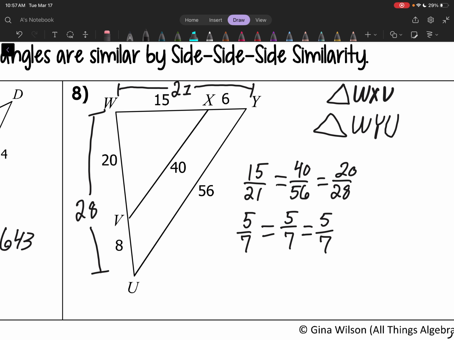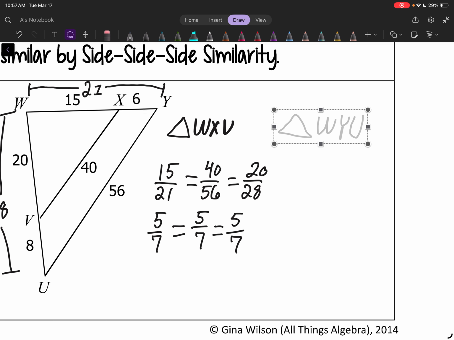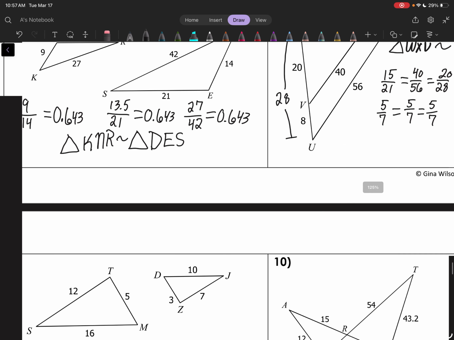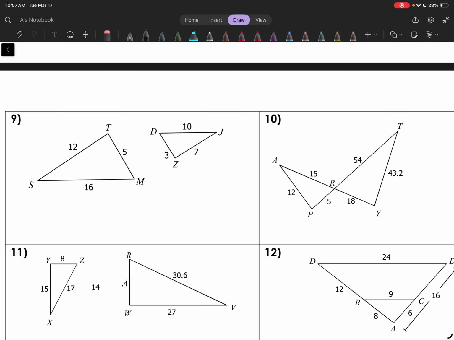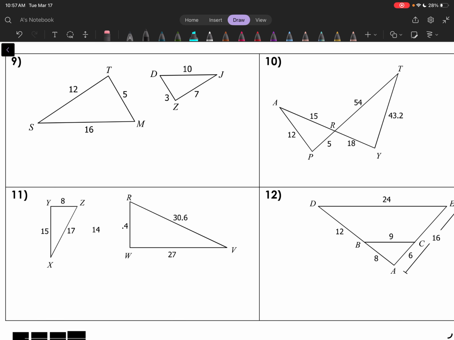Okay, they are all 5/7, so yes, they are similar. Because I'm lazy, I'm not going to be rewriting this. Triangle WXV is similar to triangle WYU. That one had the trick to add the side lengths, the 6 and 8, so I want to do that one with you. Try 9 and 10. And 11.